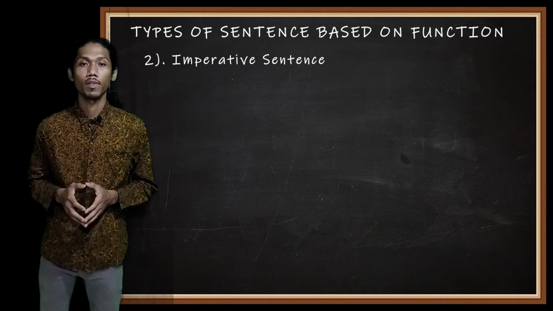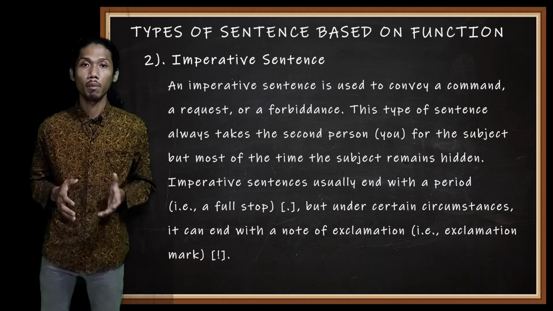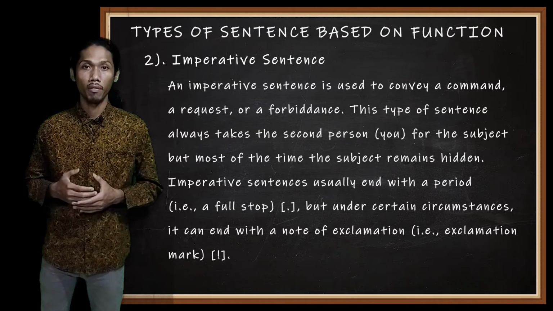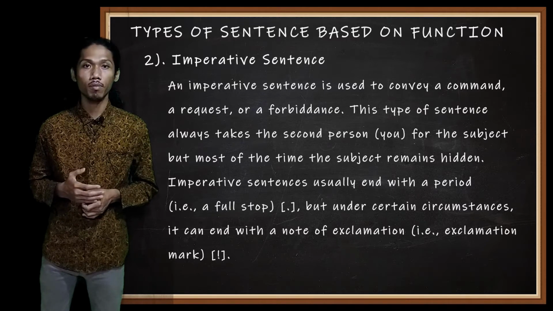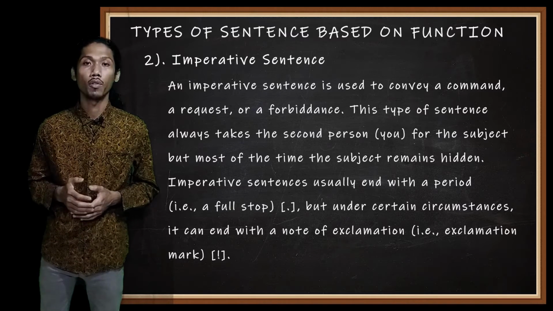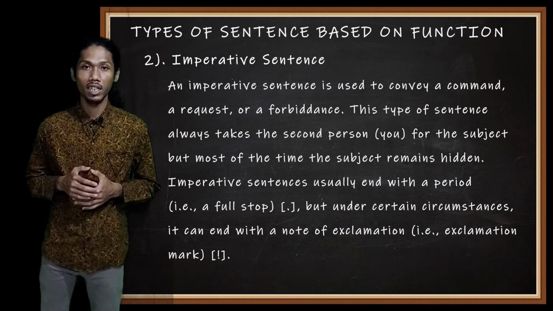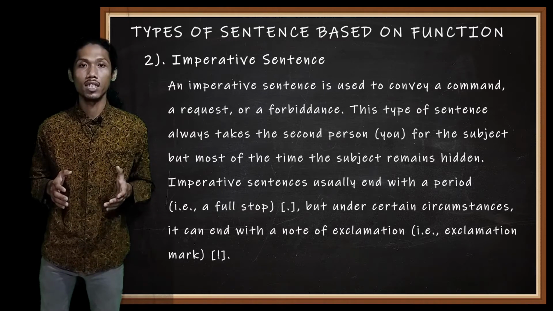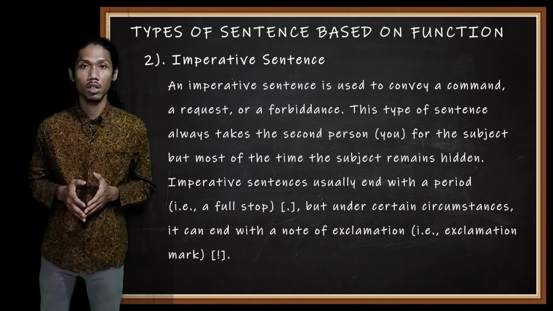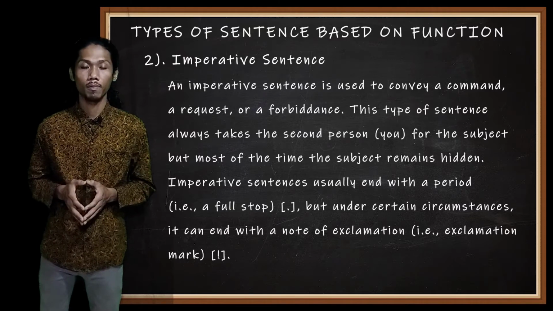Imperative sentence. An imperative sentence is used to convey a command or a request or a forbidden type. This type of sentence always takes second person you for the subject, but most of the time the subject remains hidden. Imperative sentences usually end with a full stop, but under certain circumstances, they can end with an exclamation mark.